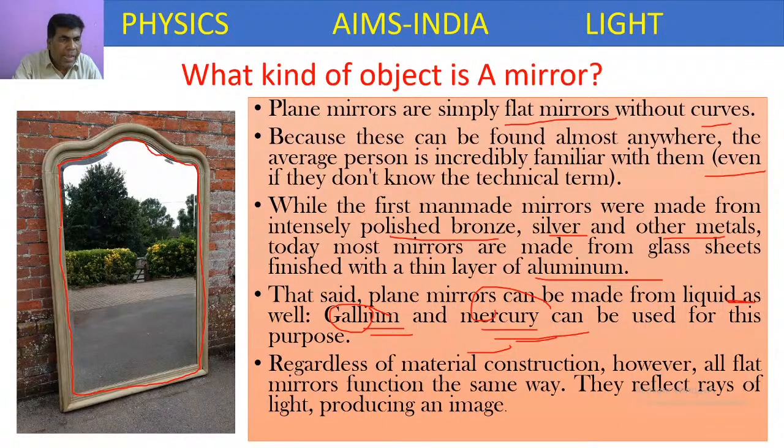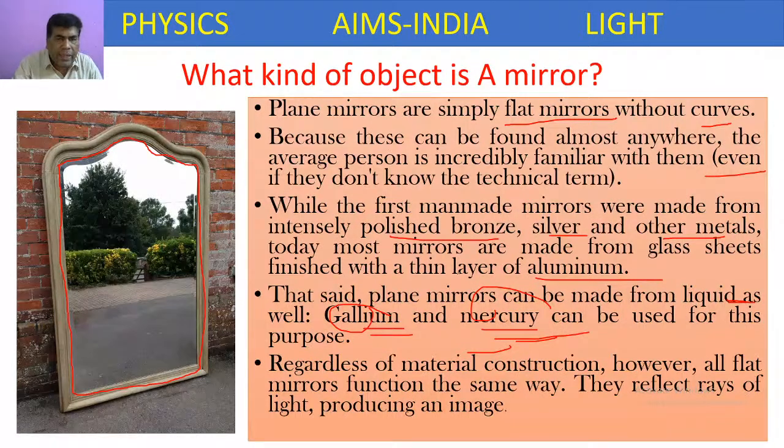So actually here, plane mirror is a kind of object. It is used for reflection purposes, which we are going to learn later. The mirror is a combination of two surfaces. The front portion will be made up of glass and the back side portion will be polished.